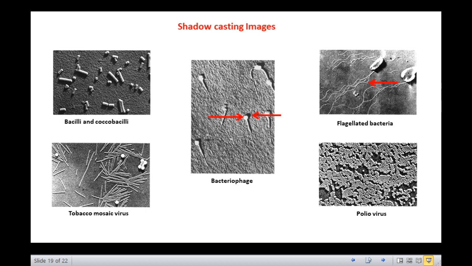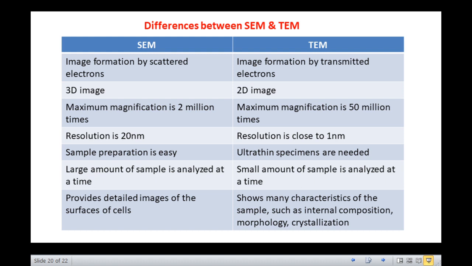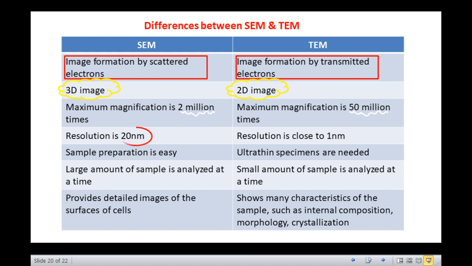Let us now discuss the differences between both the types of electron microscopies, SEM and TEM. The image in SEM is formed by scattered electrons, whereas in TEM, it is formed by transmitted electrons. The SEM forms a 3D image, but the TEM forms a 2D image. Maximum magnification obtained by SEM is 2 million times, but that of TEM is up to 50 million times. SEM can resolve objects as close as 20 nanometers, whereas TEM has a much higher resolution than SEM. It can resolve objects as close as 1 nanometer.